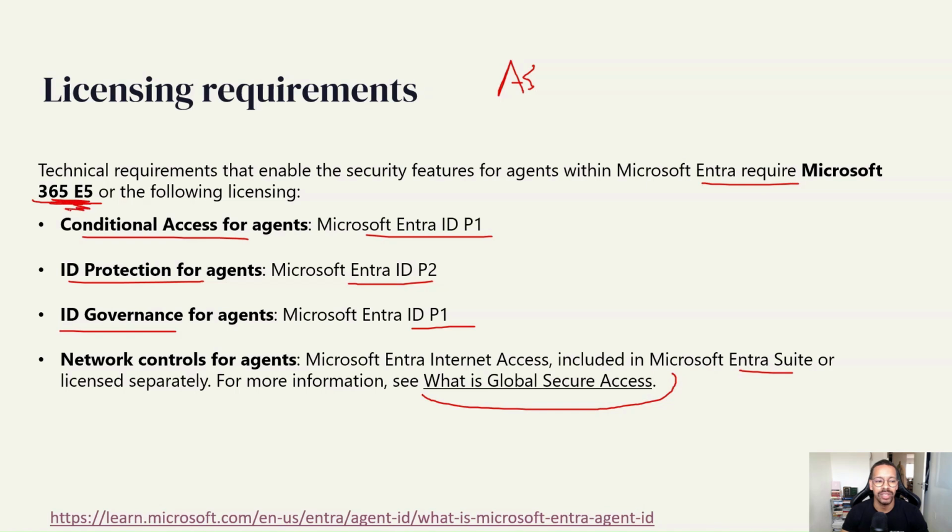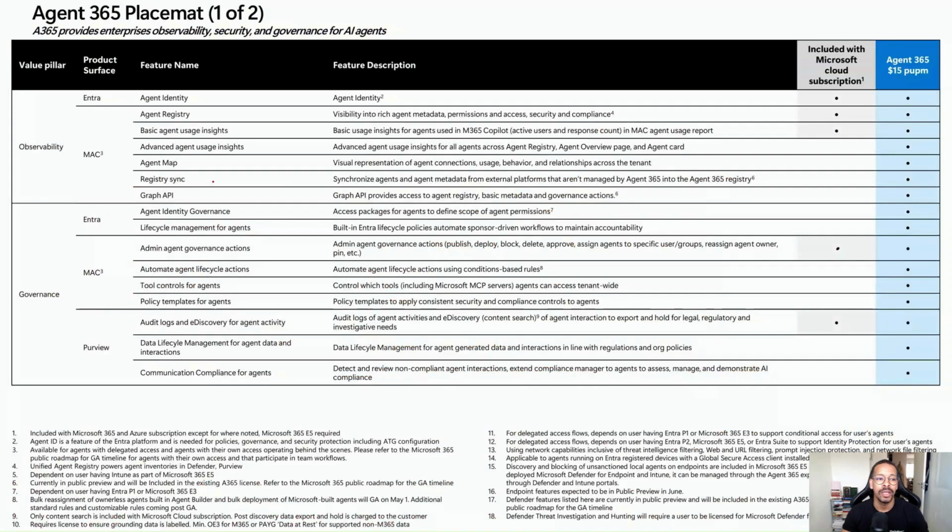This is the one from Microsoft, and of course all of this is from Microsoft, but this is straight from the documentation. So what do you really get with the Agent 365 license, the $15 per user per month? And what do you get in your cloud subscription? Let's cover that first in Entra.